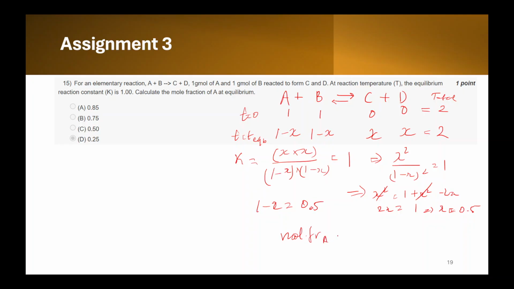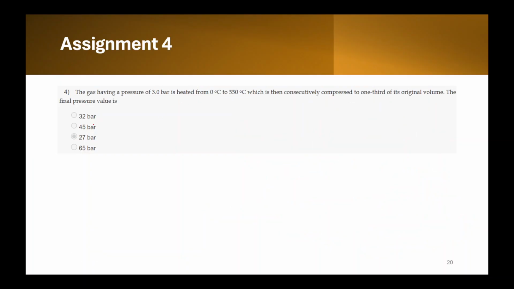Mole fraction of A. You can write this as moles of A upon total moles. So total moles is 2, and this is basically your Na. This is a variable, okay? This is x. This is not your mole fraction or anything. So Na is again 0.5 upon 2, which gives you 0.25. So the correct answer is this D part, 0.25. Okay. Keep in mind you have been asked mole fraction and not moles of A. So don't select this 0.5.